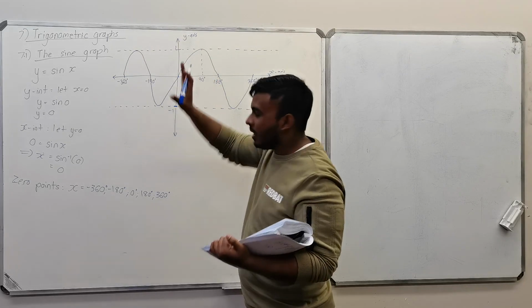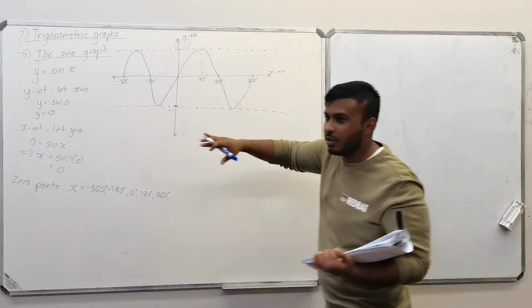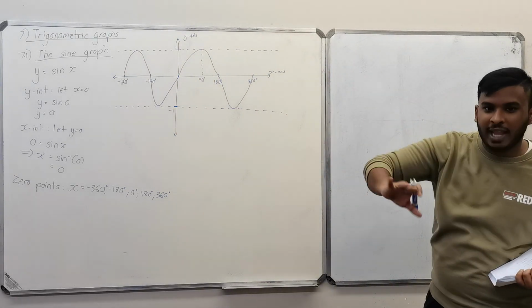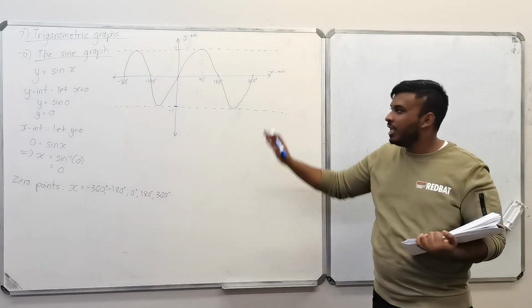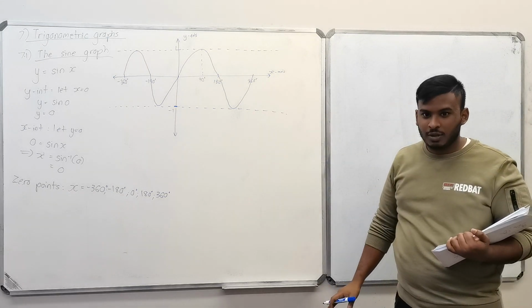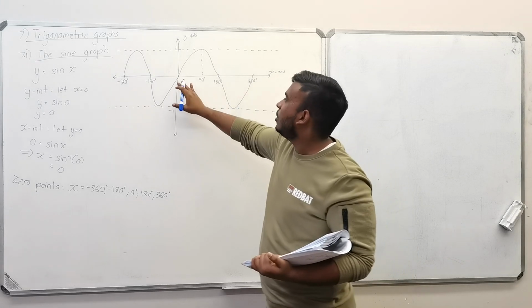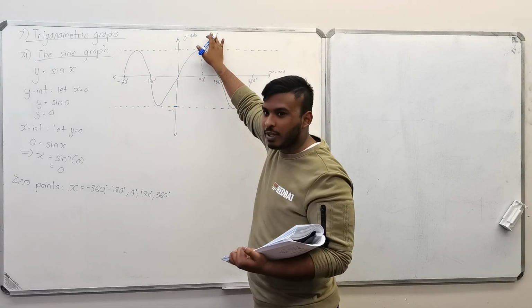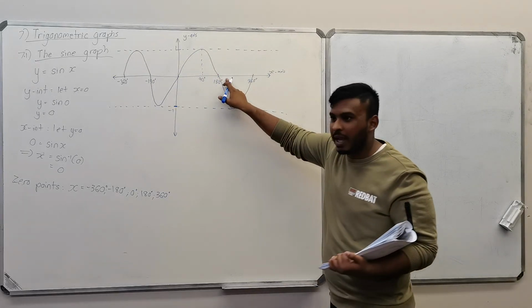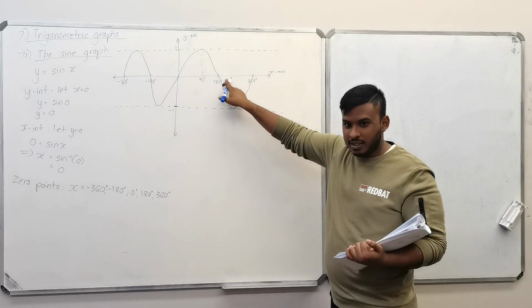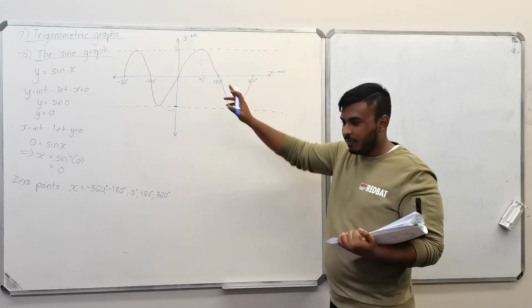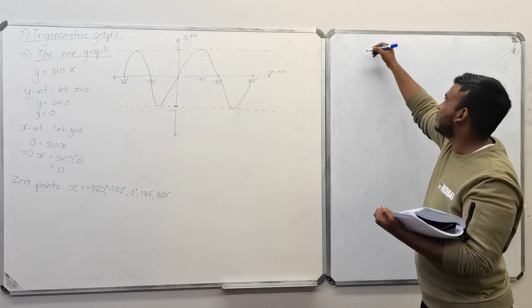Let me write this part here and then I'm going to explain how it goes. In general, if y is equal to sine of x, this is how your graph looks. You start at 0, on your right hand side you move up towards 1, at 180 you come back and cut it at 0. I'll explain it, sorry, let me do this part.